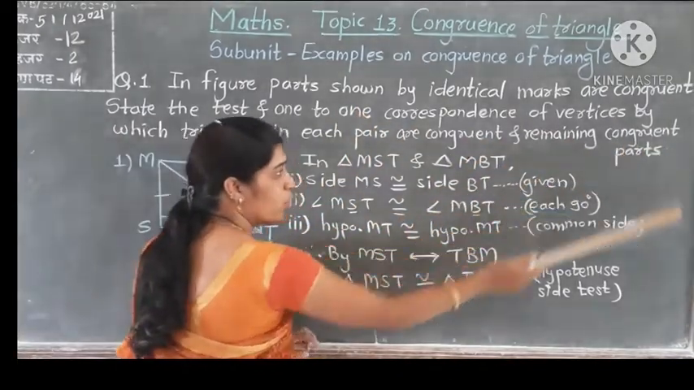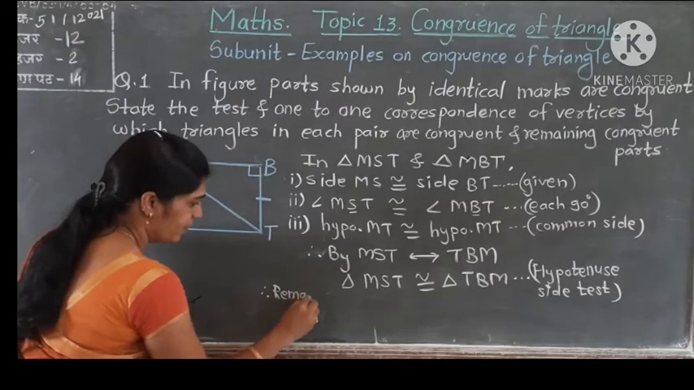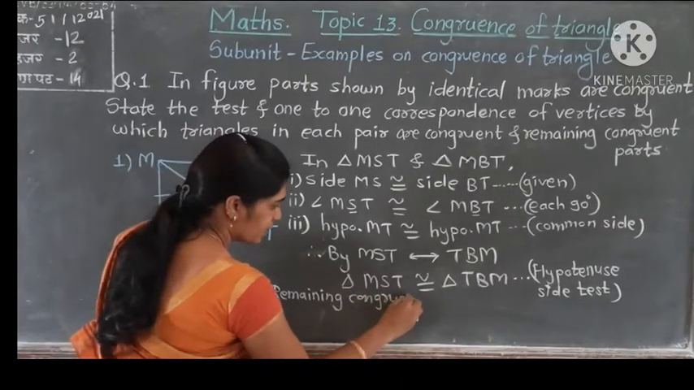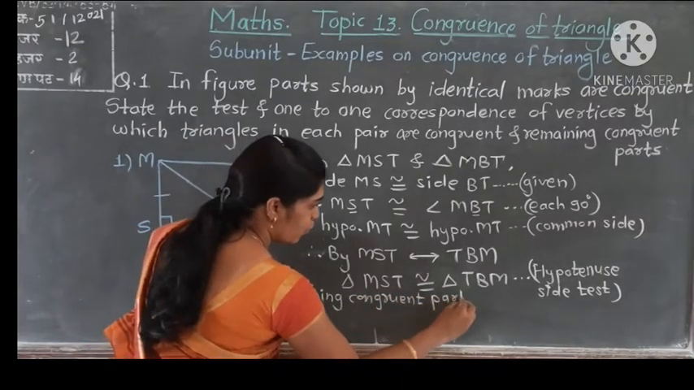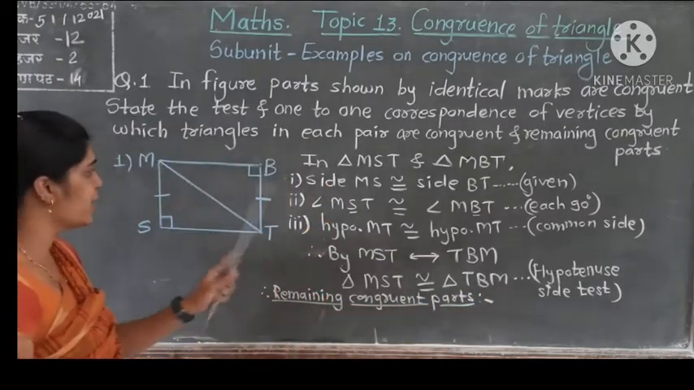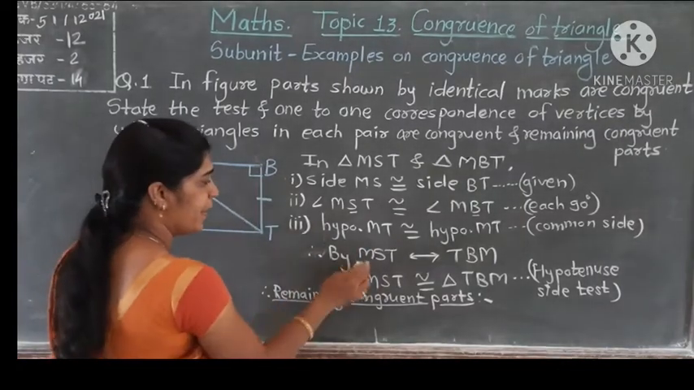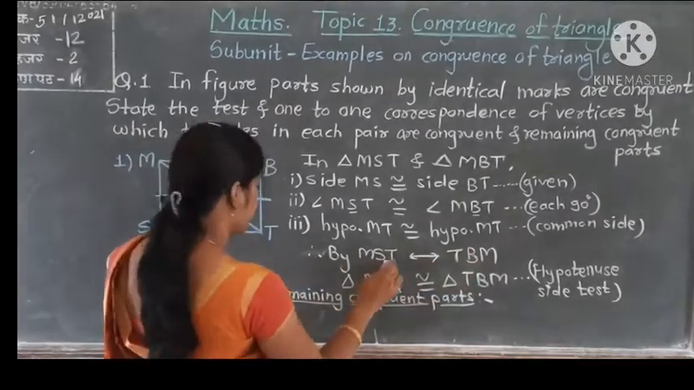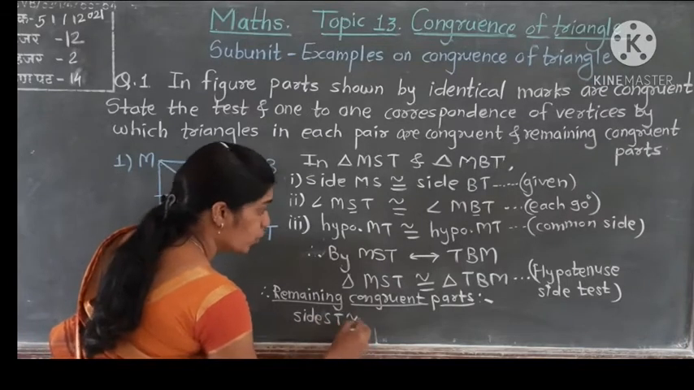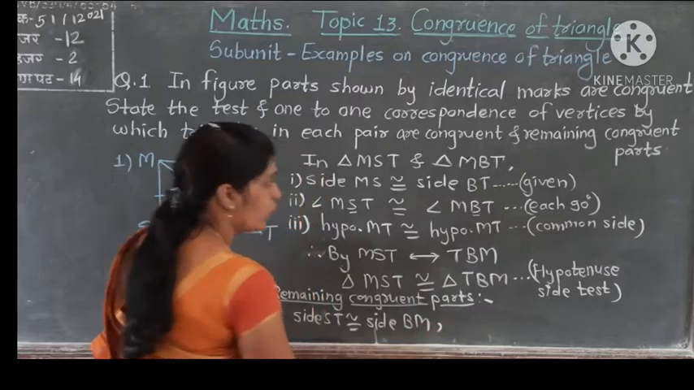Now the remaining congruent parts. Which are the remaining congruent parts here? Two sides are given. Now the remaining side: side BM is congruent with ST, side ST congruent with side BM. And what is the other remaining part?